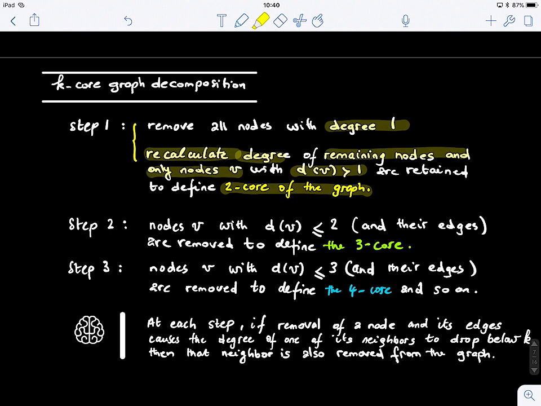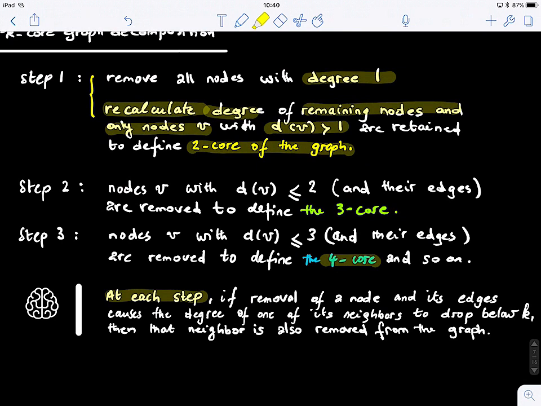So this is quite simple, right? It's just iterative. Then to define the 4-core, we remove the nodes with degree smaller than or equal to 3, so we keep only the nodes with degree 4 or higher in the 4-core of this graph. It is important to remember that at each step, if the removal of a node and its edges causes the degree of one of its neighbors to drop below k, then that neighbor is also removed from the graph, okay? So it's quite simple.